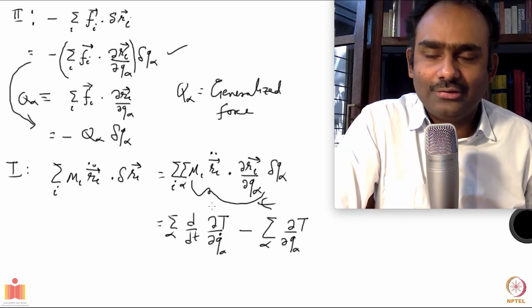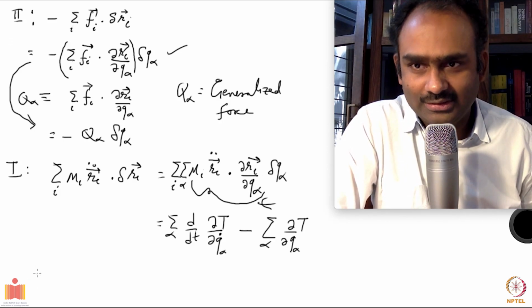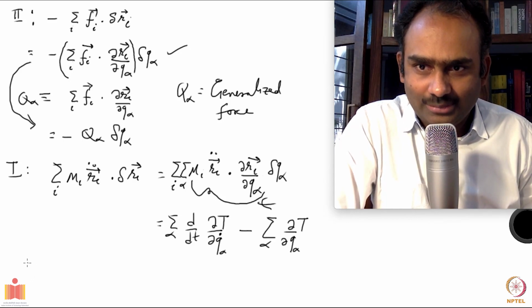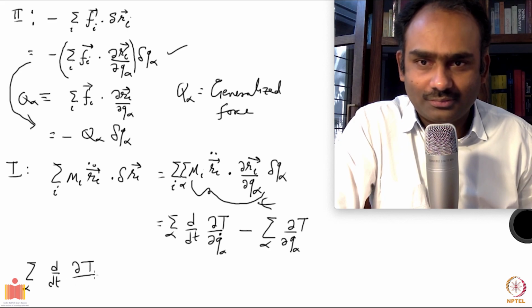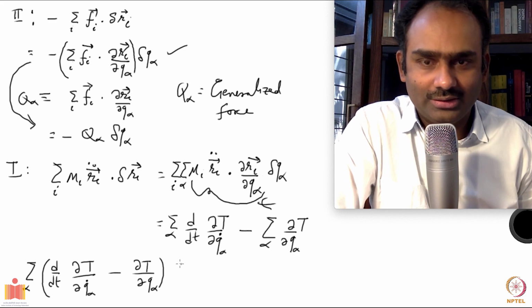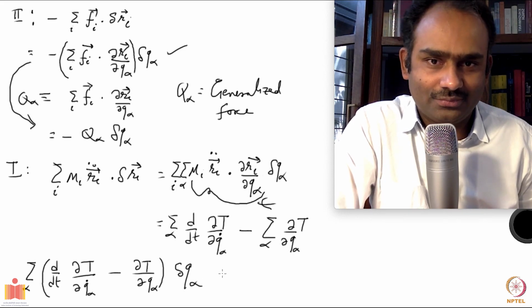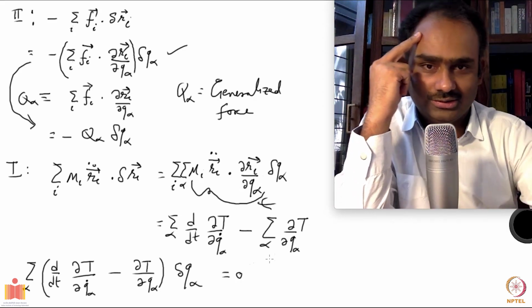Okay, that's nice. Now if I combine the terms 1 and 2, I get the D'Alembert principle in the following form. So I get summation over alpha d over dt del T over del q alpha dot minus del T over del q alpha, and all this, remember, was dotted with the delta q alpha. This is equal to 0. Right? So that's the form of D'Alembert principle in generalized coordinates. And this is very nice.